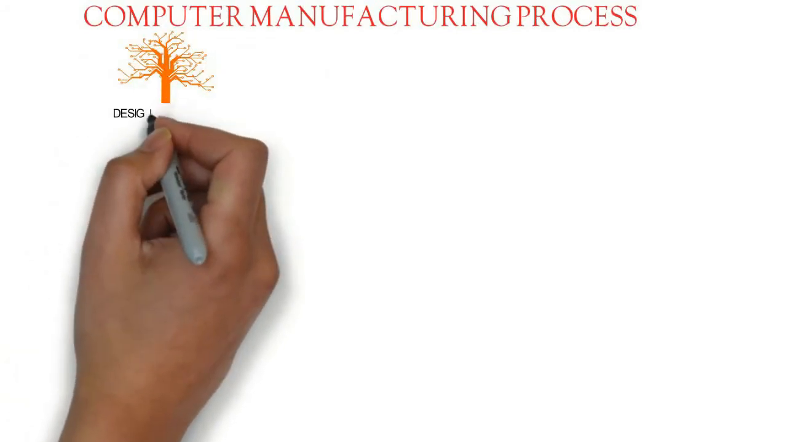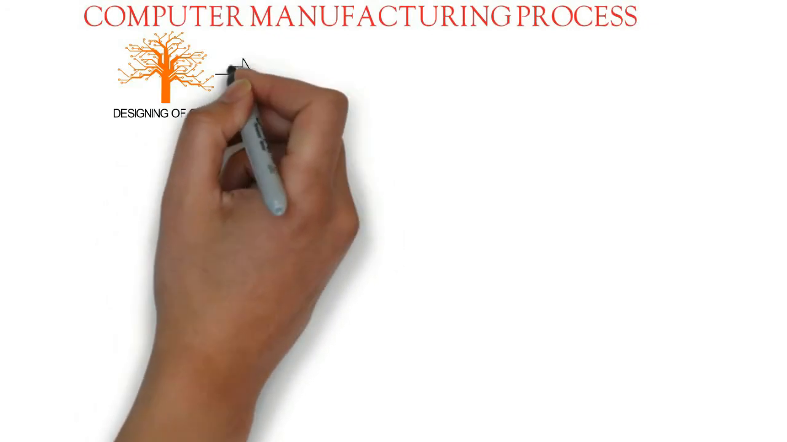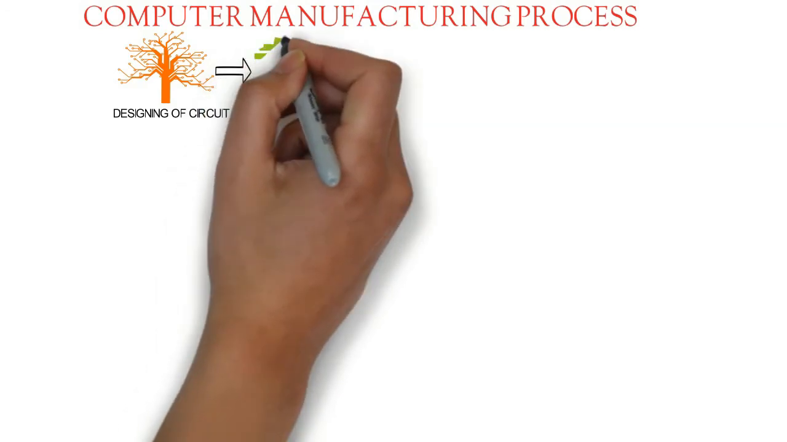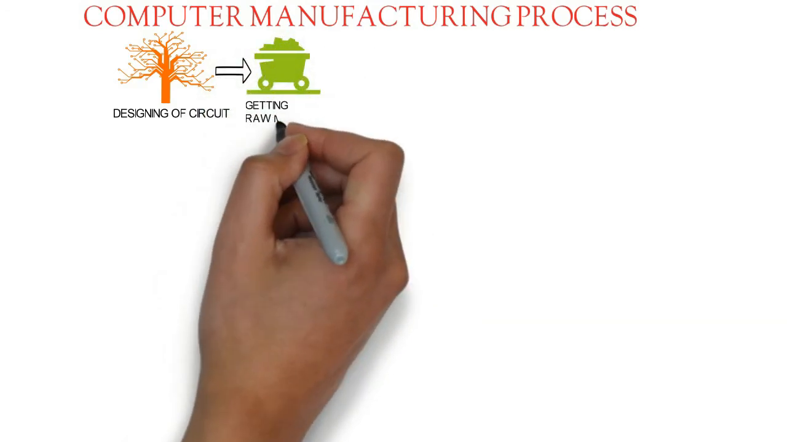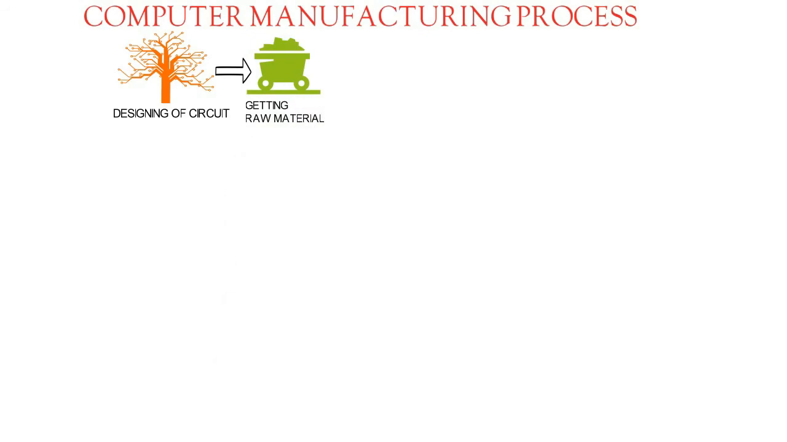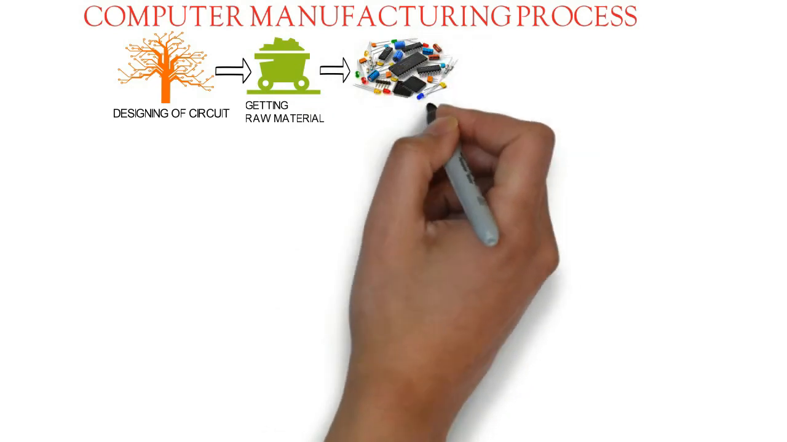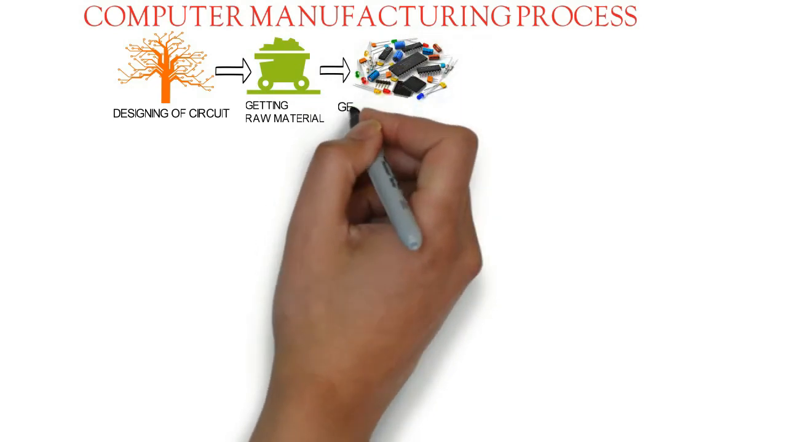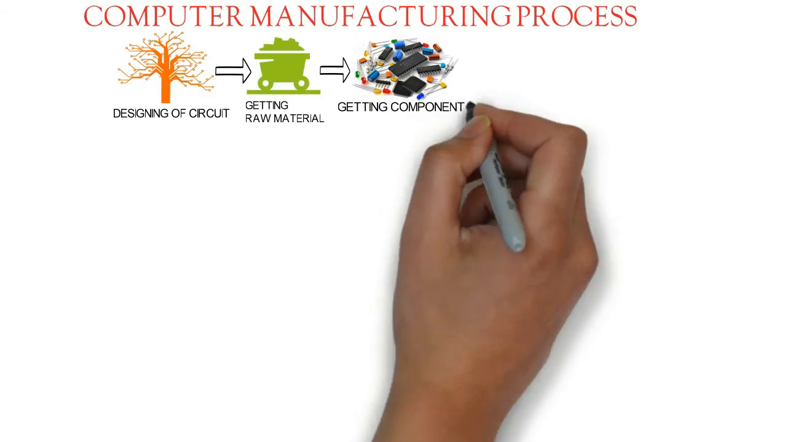Computer manufacturing process. In this, the first process is designing the circuit. In this process, they design a new circuit. The second process is raw material. They get raw materials from various places. According to company norms, they do not say where they get the raw materials. The third process is getting components for making the circuit. According to the design of the circuit, they get components from their suppliers.